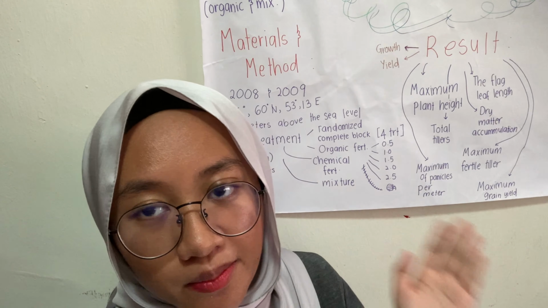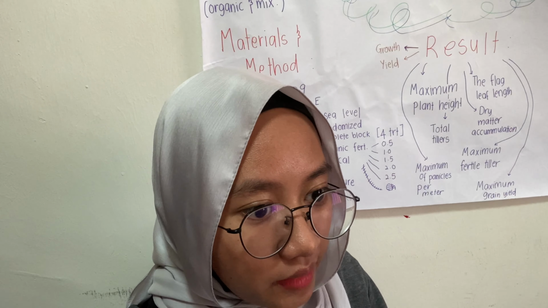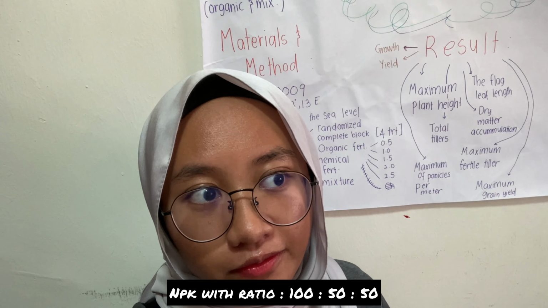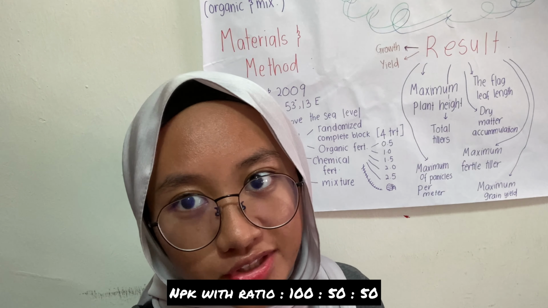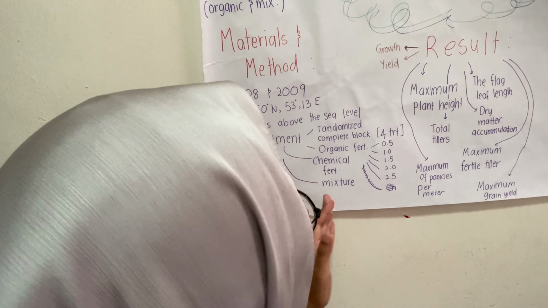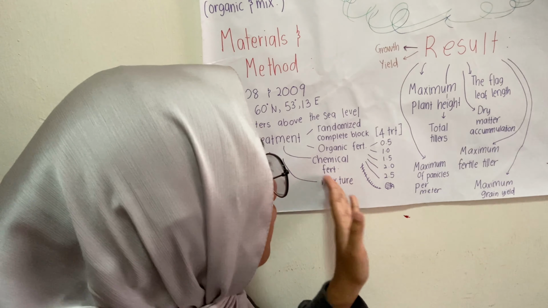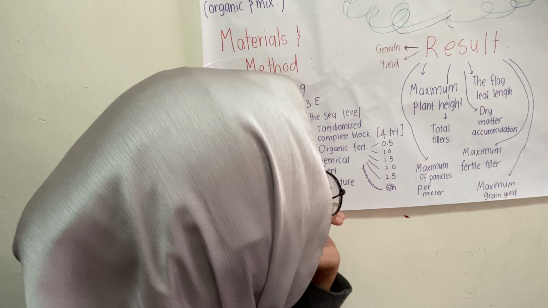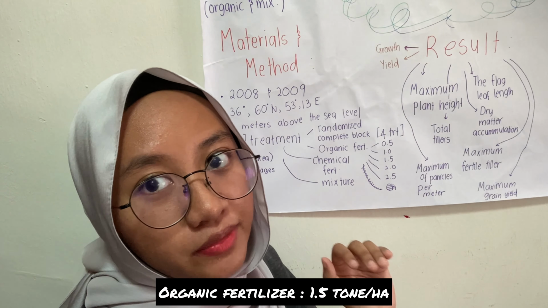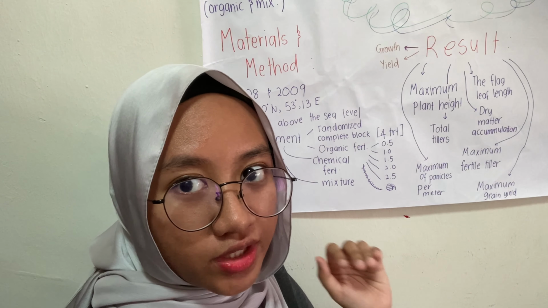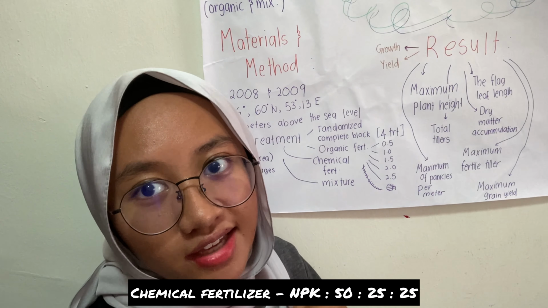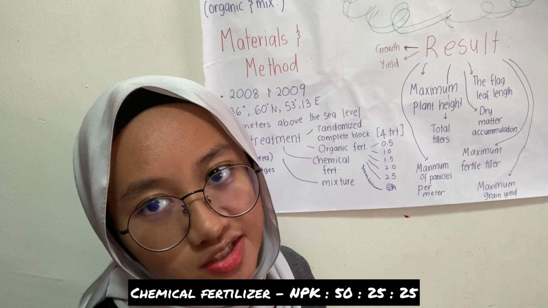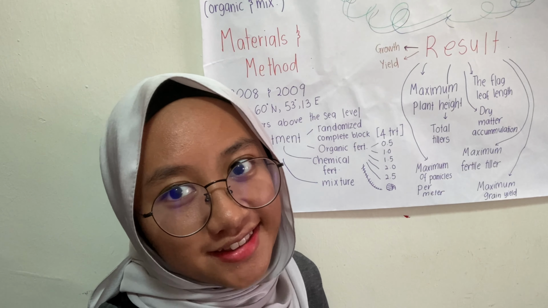Okay. So next is they use chemical fertilizer. So for the chemical fertilizer, they use NPK in the ratio of 100 for nitrogen, 50 for phosphorus, and 50 for potassium. And also they had a mixture of organic fertilizer and chemical fertilizer, where they took 1.5 ton per hectare of organic fertilizer mixed with chemical fertilizer with the ratio of nitrogen 50 kg, phosphorus 25 kg, and last but not least potassium 25 kg per hectare.